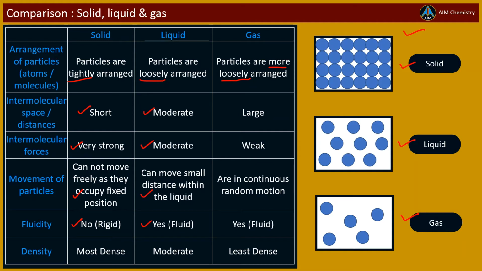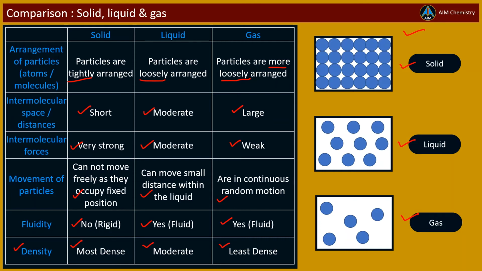In gaseous state, as the particles are more loosely arranged, the intermolecular distances are large. Therefore, intermolecular forces are weak, and particles are in continuous random motion, and so it is also called as fluid. Next property is density. The density is mass divided by volume. You can observe in figure that the volume in all cases is same, but the number of particles in solid state are highest, and so the mass is more in this case, and because of which solids are more dense, while liquids are moderate, and gases are least dense.